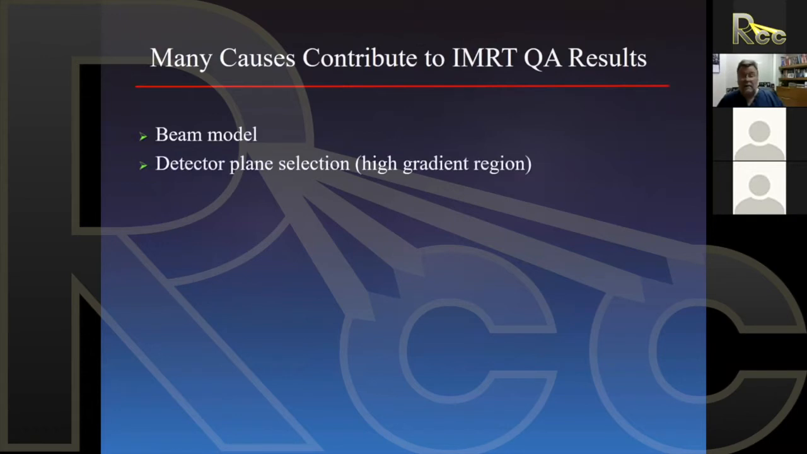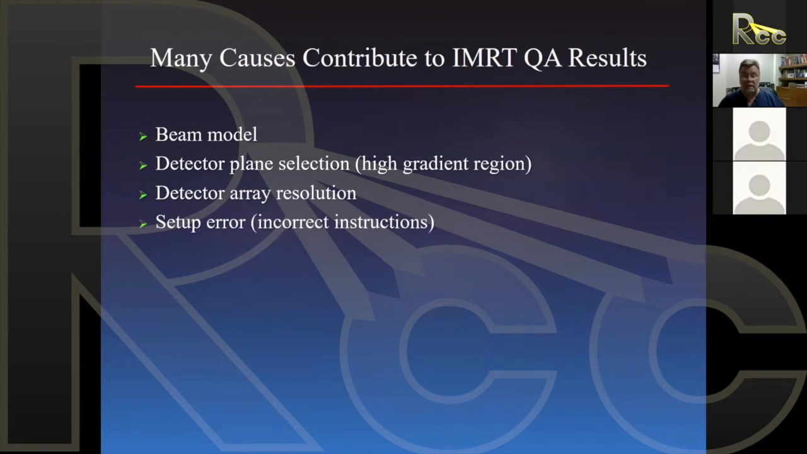The detector plane selection. As I mentioned before, it's preferable once we get through the commissioning process to evaluate plans in the high dose, low gradient region as a routine. There will be times when we do others, as I'll speak about in a moment. Your resolution of your detector array. Obviously, film will have the highest resolution, but this is why they build detector arrays. People don't want to go through the arduous film dosimetry, so we rely on interpolation now.